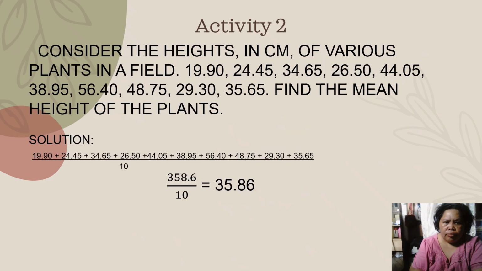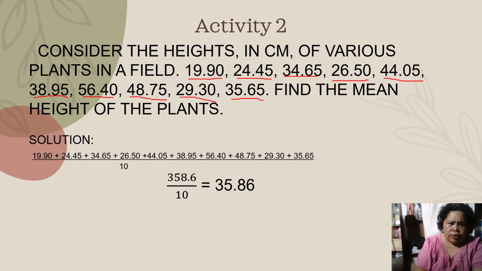Okay, we shall continue now. Consider the heights in centimeters of various plants in a field. So we have 19.90, 24.45, 34.65, 30, 26.50, 44.05, 38.95, 56.40, 48.75, 29.30, and 35.65. Find the mean height of the plants.